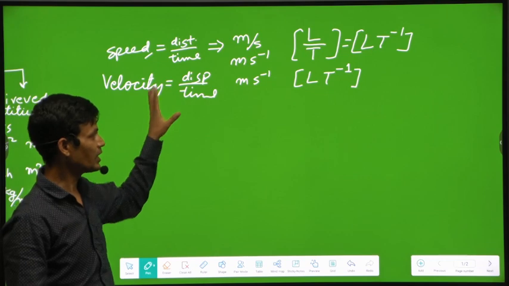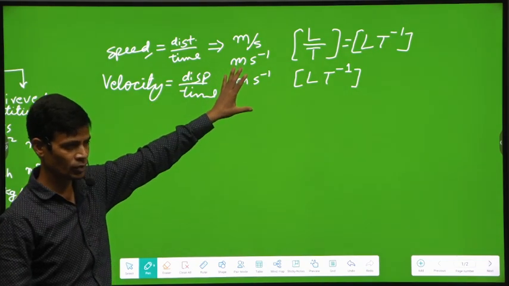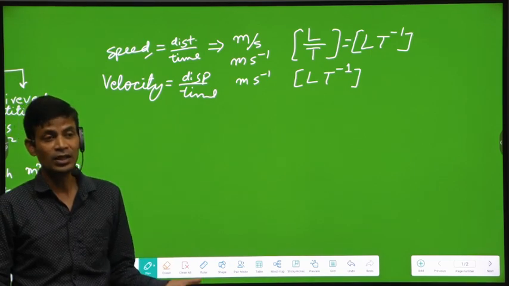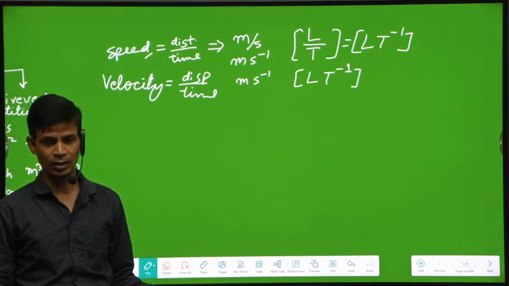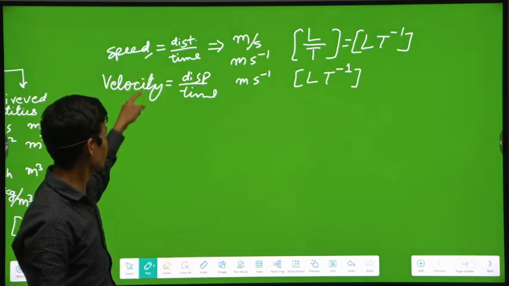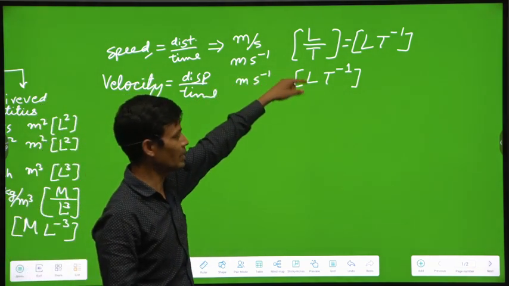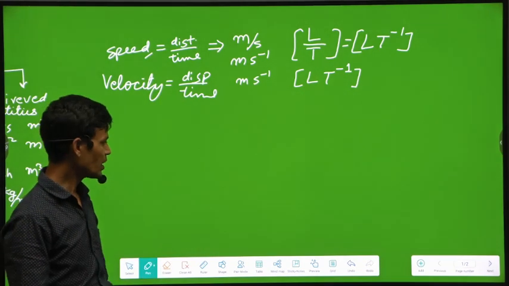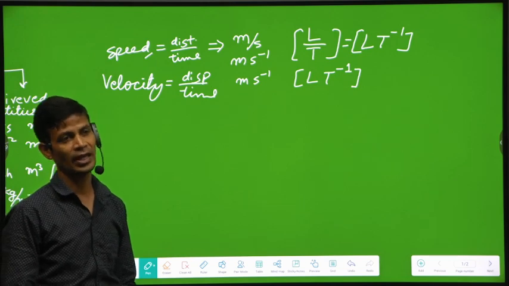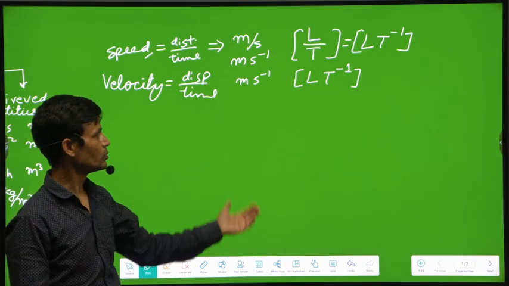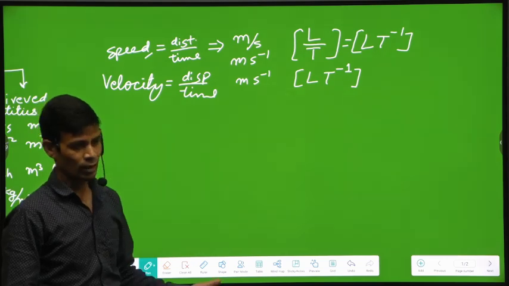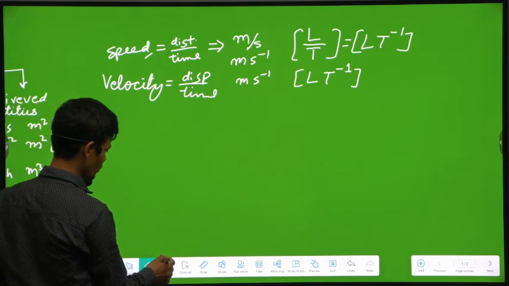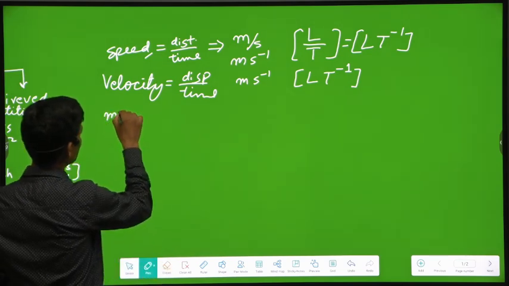Both physical quantities can have the same dimension, but they need not be of the same nature. So they have different nature, but their unit and dimension are same. So be careful, there can be many physical quantities which can have same dimension, but they have different nature.